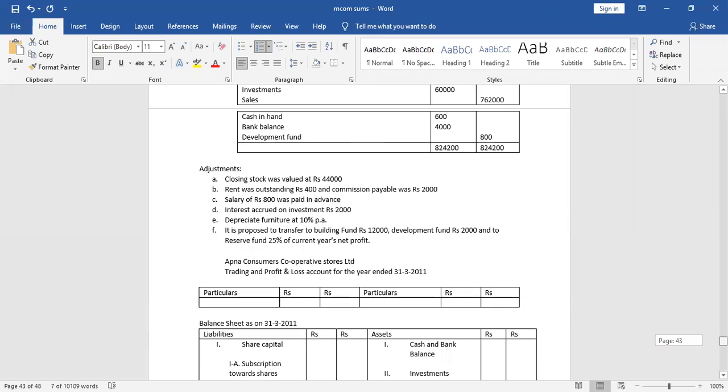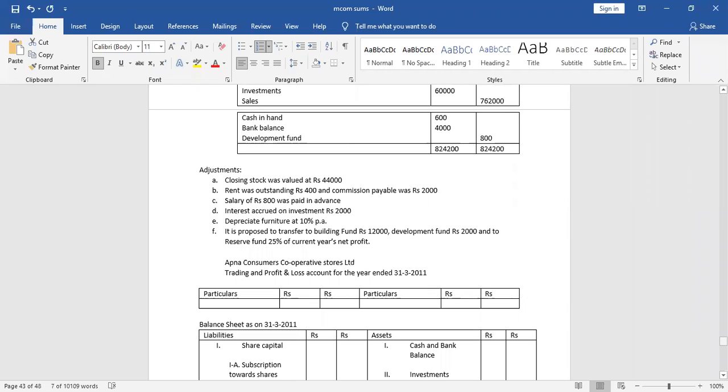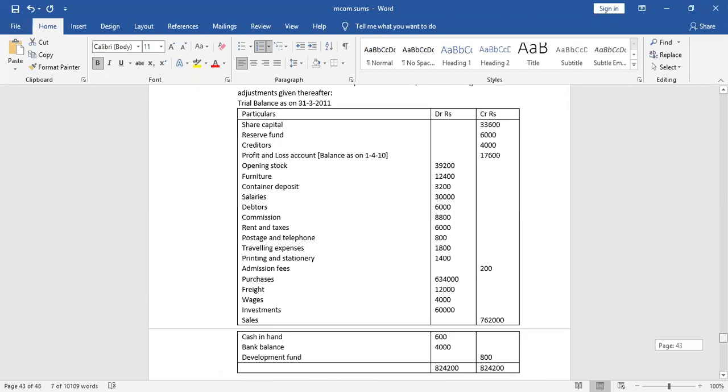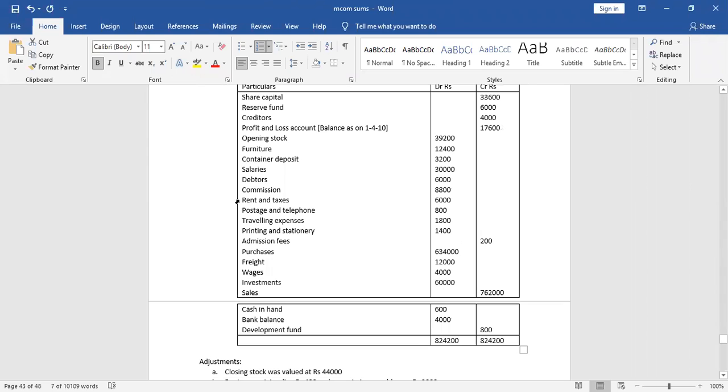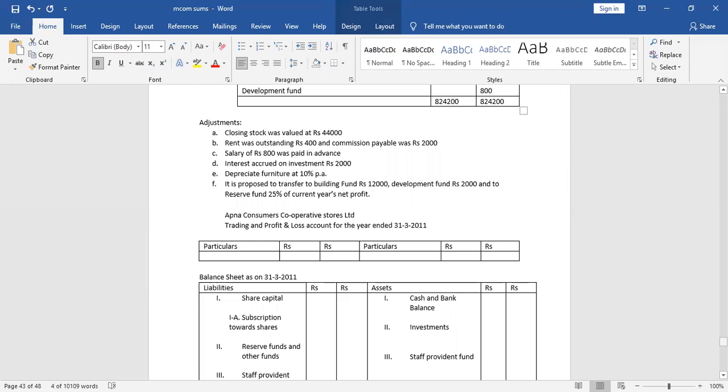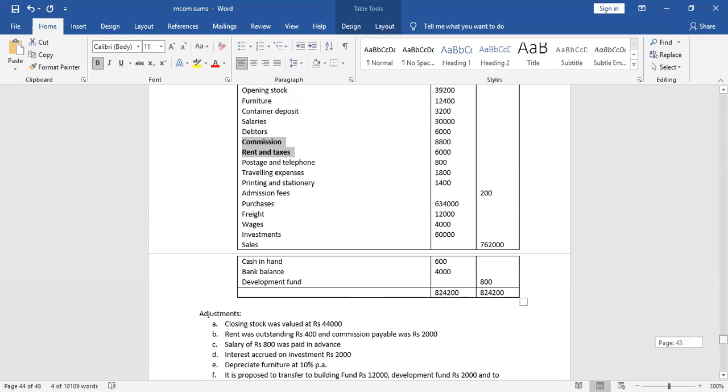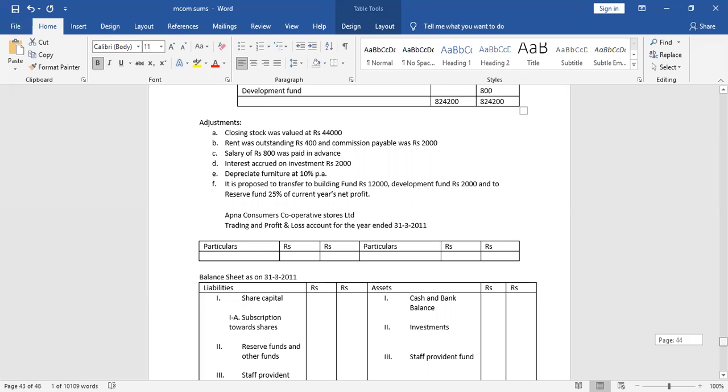Now let us read the adjustments. Closing stock, trading account and asset side, current asset. Then rent was outstanding. So rent and commission, we have to highlight because they have adjustments. Rent and commission both have adjustments. Then we have salary paid in advance. Even salaries has an adjustment. Then we have interest accrued on investment.